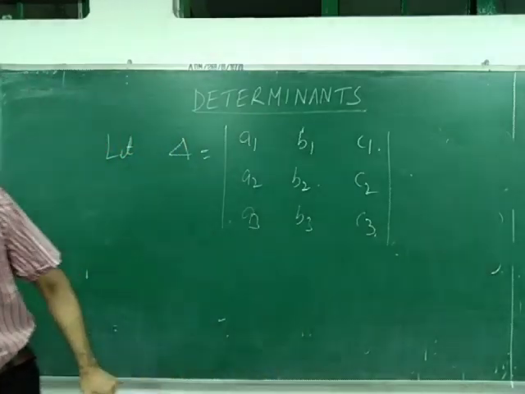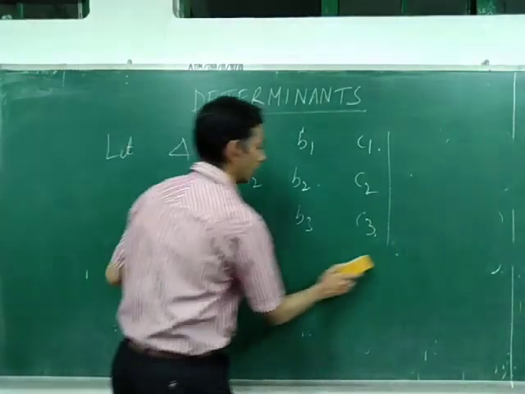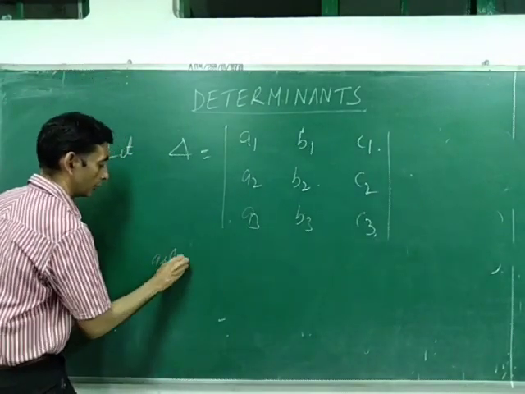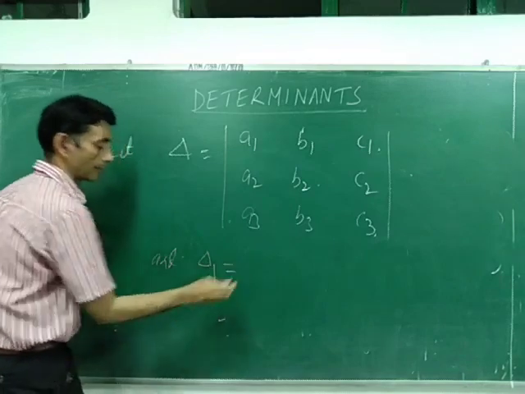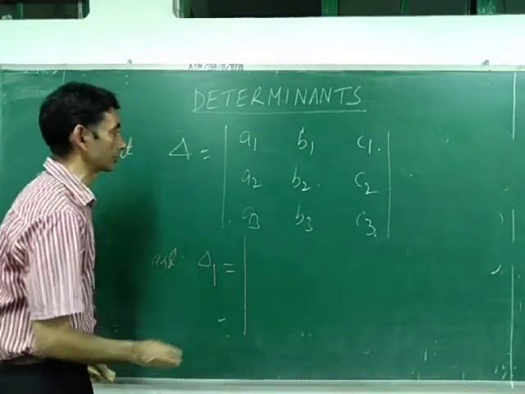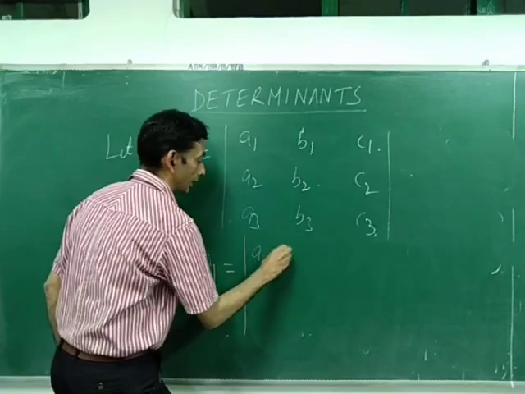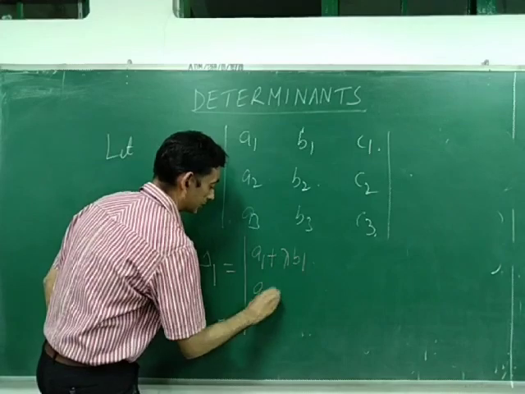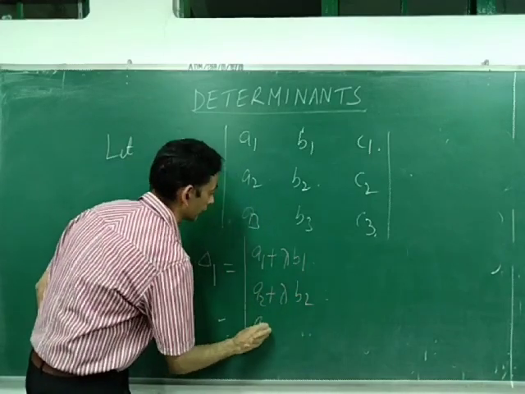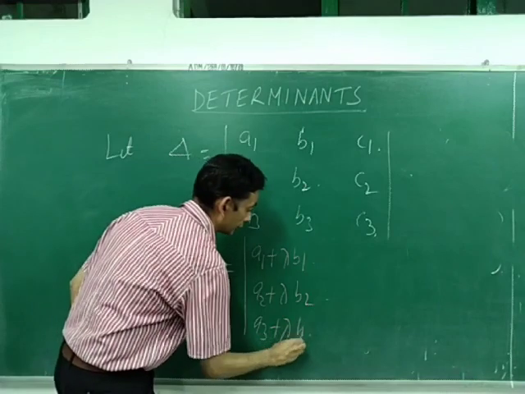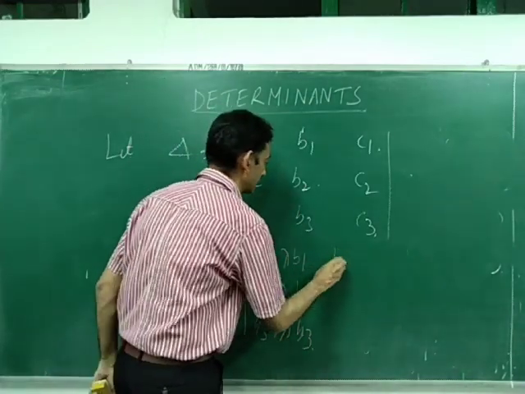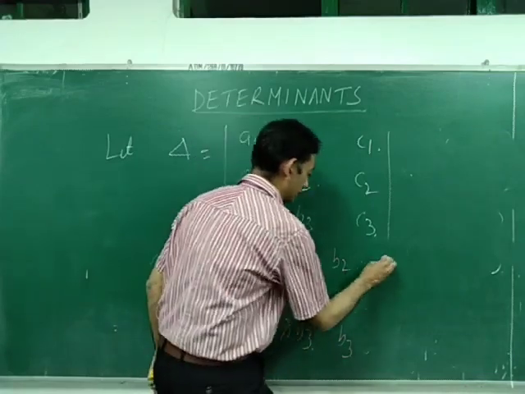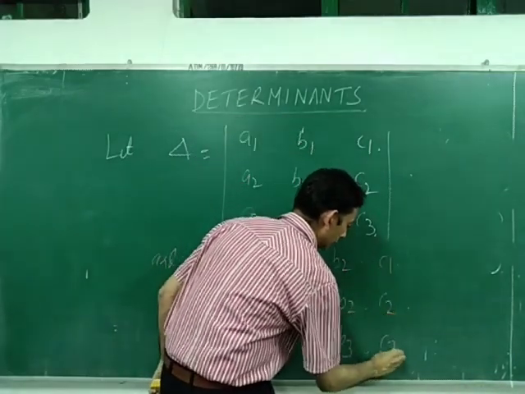Now, we are going to write another determinant, delta 1. Delta 1 we will write in this way: A1 plus lambda B1, A2 plus lambda B2, A3 plus lambda B3. Then there are no changes in the second and the third column: C1, C2, C3.